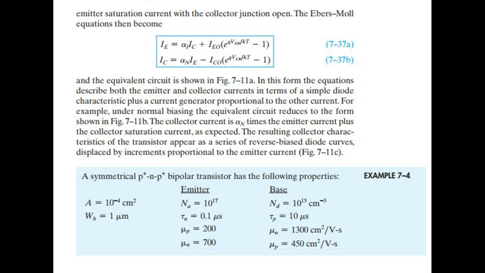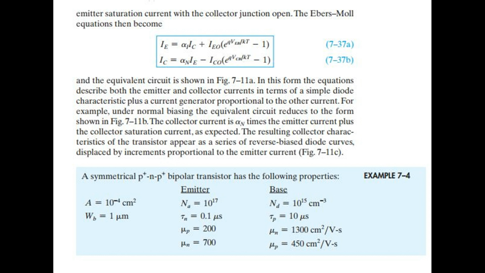The Ebers-Moll equations then become, and the equivalent circuit is shown in Fig 7.11a. In this form the equations describe both the emitter and collector currents in terms of a simple diode characteristic plus a current generator proportional to the other current. Under normal biasing the equivalent circuit reduces to the form shown in Fig 7.11b. The collector current is alpha_N times the emitter current plus the collector saturation current, as expected. The resulting collector characteristics of the transistor appear as a series of reverse biased diode curves, displaced by increments proportional to the emitter current, Fig 7.11c.